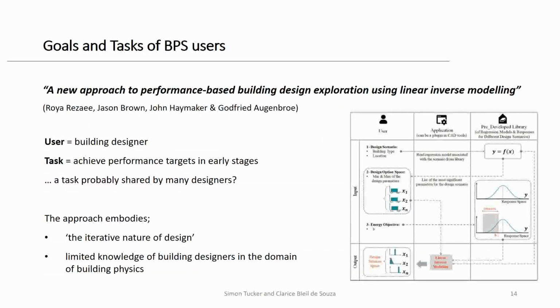So starting with goals and tasks of users, first paper is from Roya Razi. Excuse the pronunciation, I might have got that wrong, and colleagues. The reason is that some of the papers often cover more than one area, they can cover several areas, but they're particularly strong in one area. In this area, there's a very specific user, that's the building designer, and there's a very specific task, achieving performance targets in early stages. So this is probably a task shared by many designers.